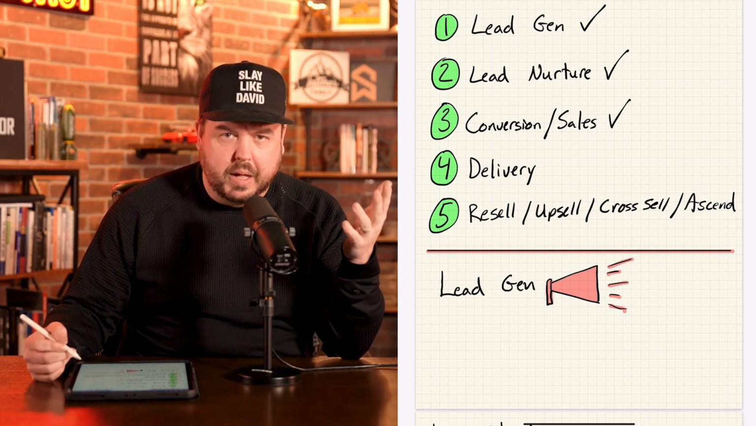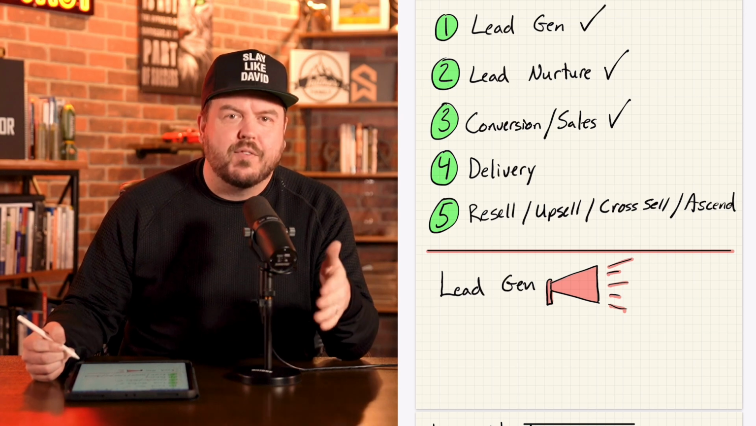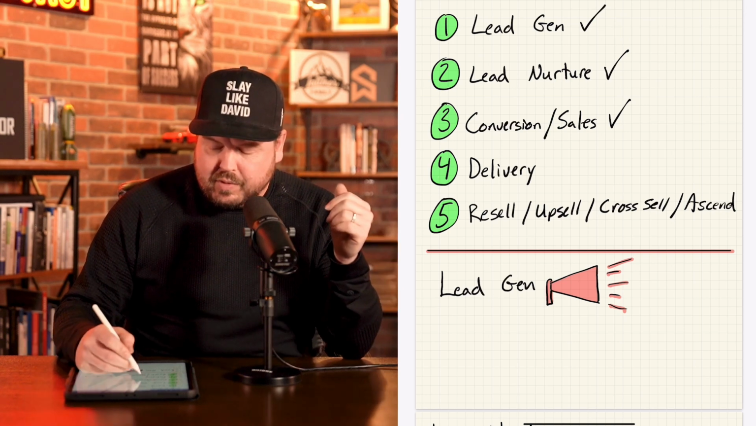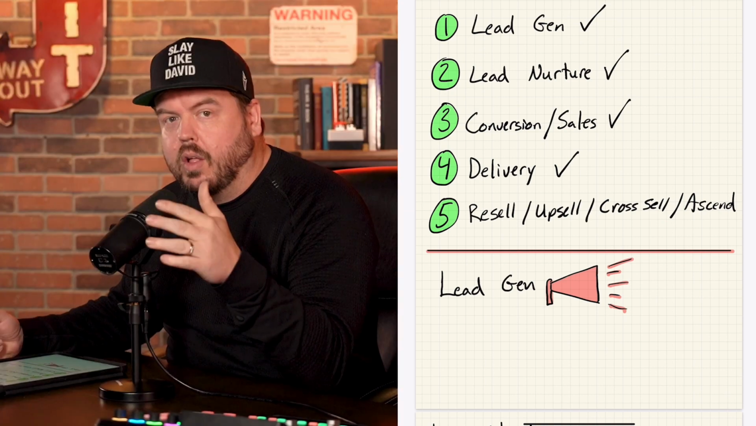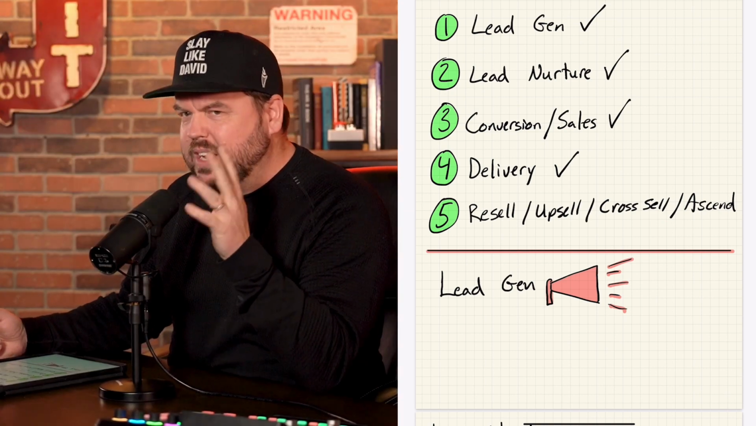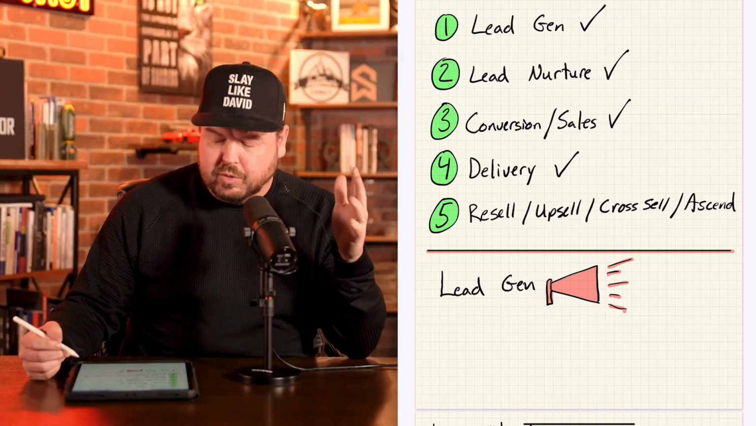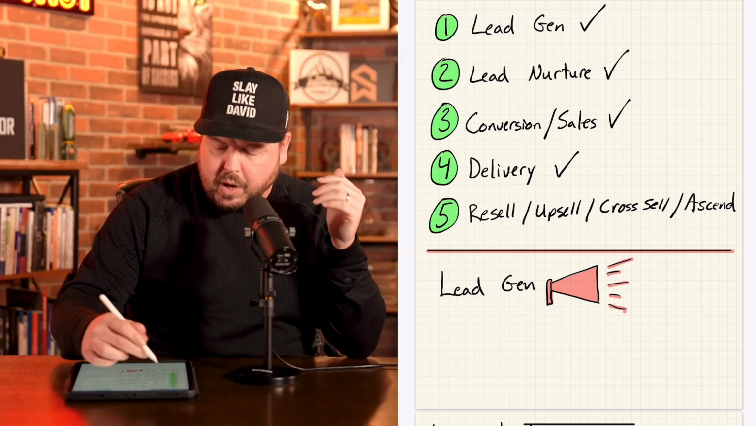Which is self-explanatory. It's when someone gives you money for the thing that you sell. And then we have delivery. And then last but not least, we have resell, upsell, cross-sell, and ascend. And these are 3 different things or 4 different things. I'm going to explain it, break it down to you so you can make more money. It's going to be awesome.